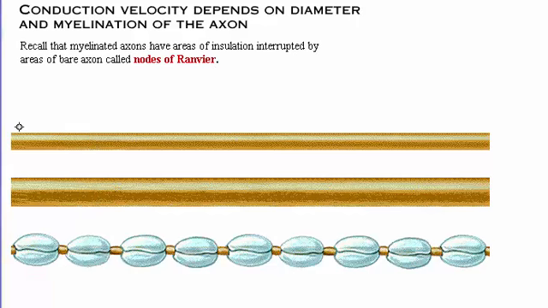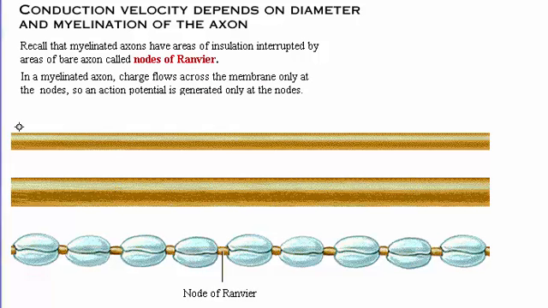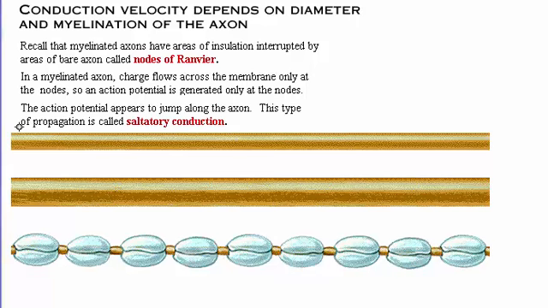Recall that myelinated axons have areas of insulation interrupted by areas of bare axon, called nodes of Ranvier. In a myelinated axon, charge flows across the membrane only at the nodes, so an action potential is generated only at the nodes. The action potential appears to jump along the axon. This type of propagation is called saltatory conduction.